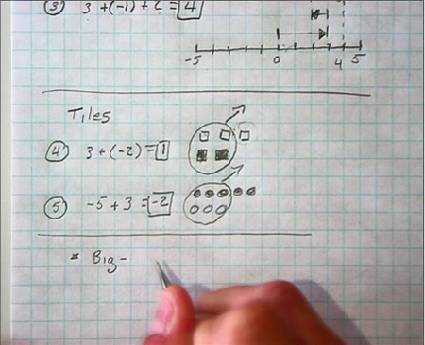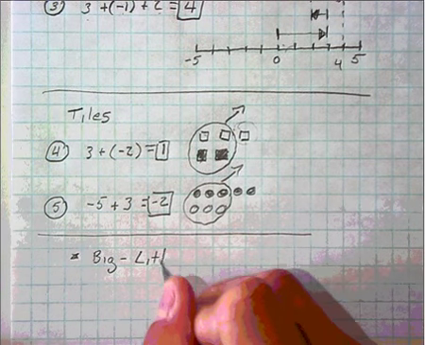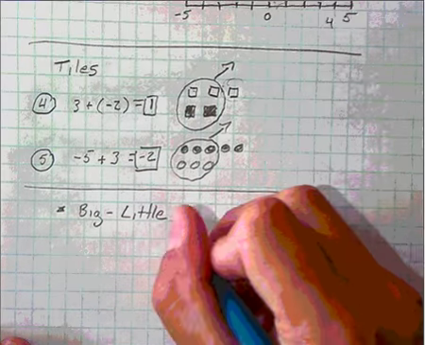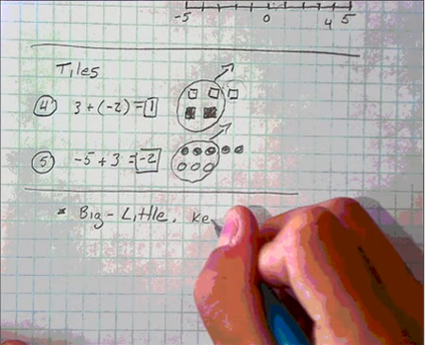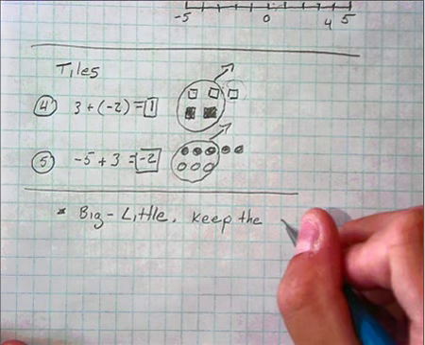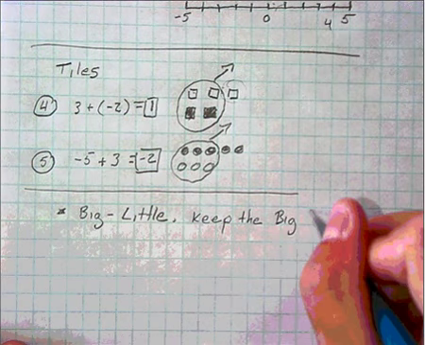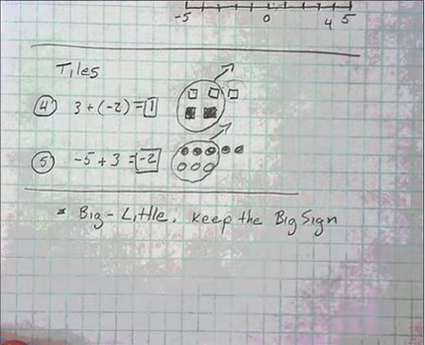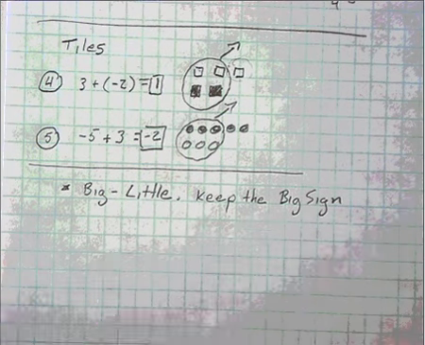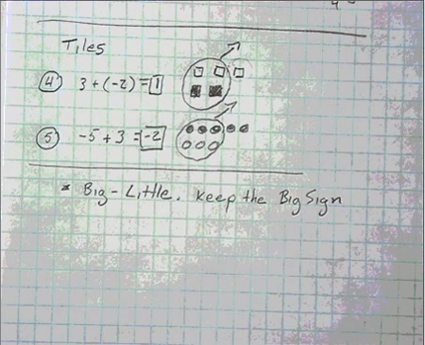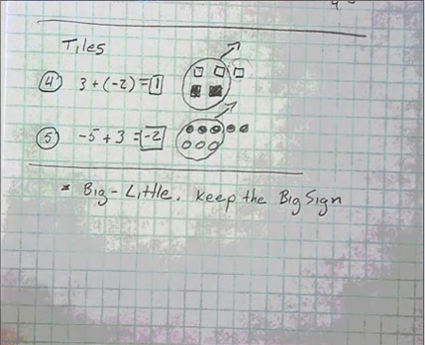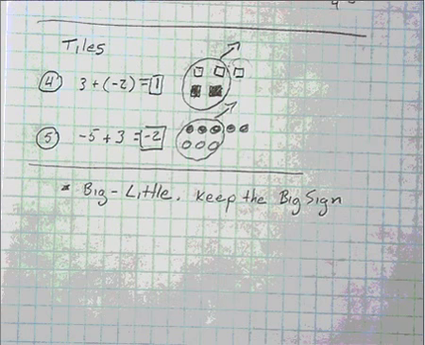Big minus little. Big minus little, and then you keep the sign of the big number. You take the big number, subtract the little number, and then you keep the sign of the big number. But what you have to do there is use absolute value.